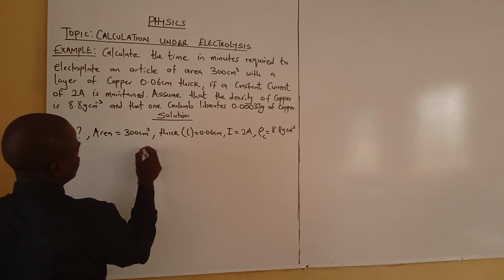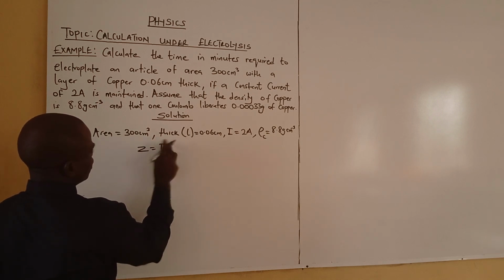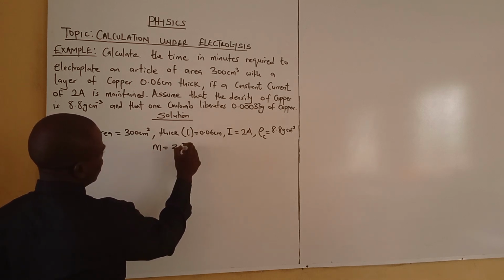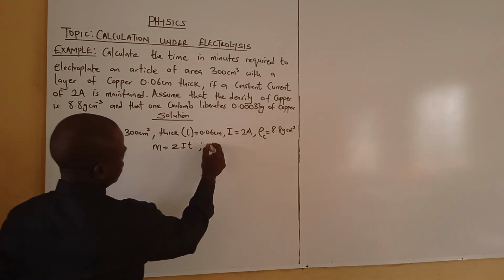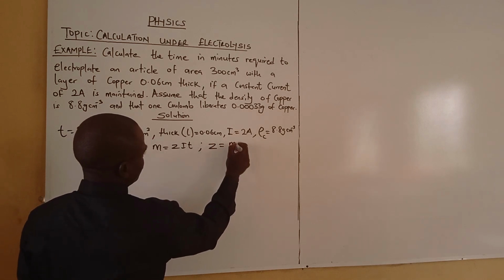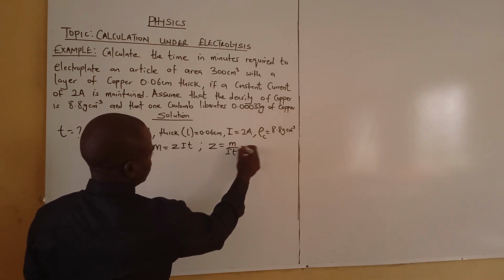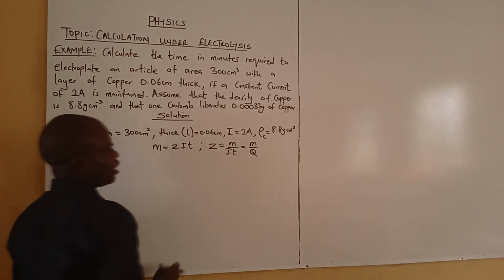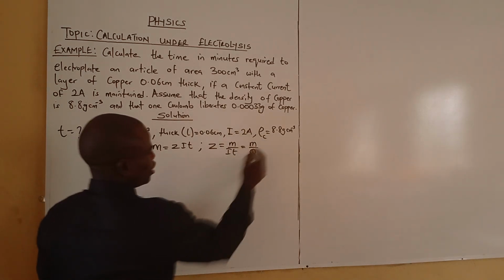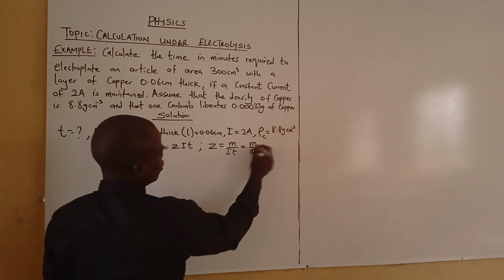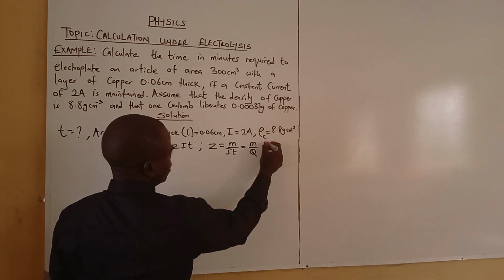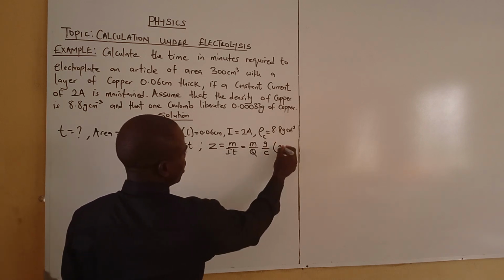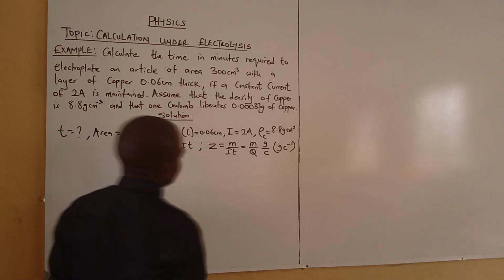And if you remember, mass under electrolysis equals ZIT, and your Z equals M over IT, which is M over Q. The unit of the mass is gram, and the unit of the electrochemical equivalent is gram per coulomb.